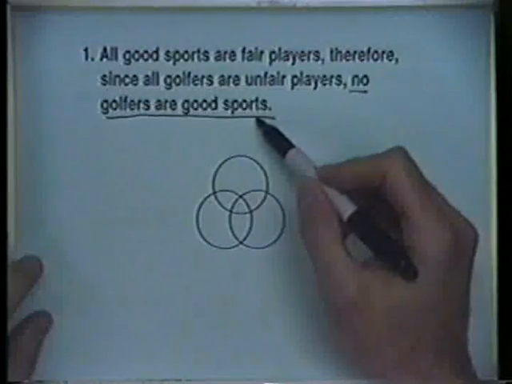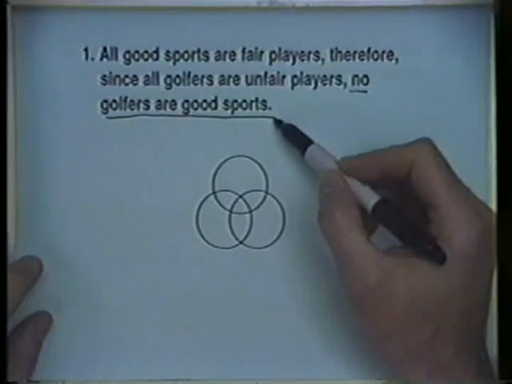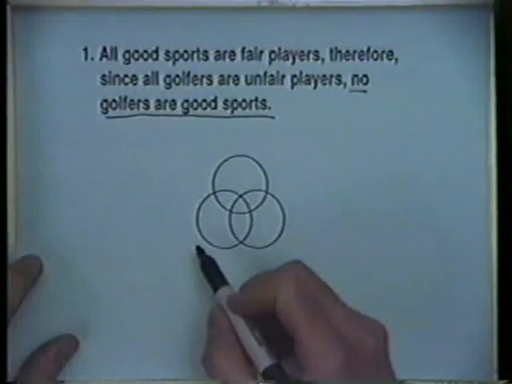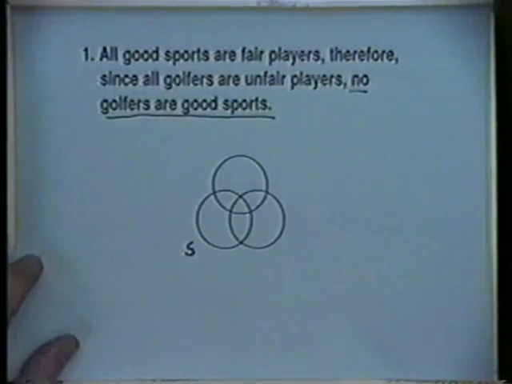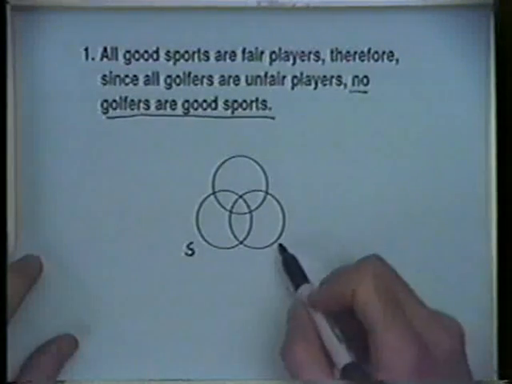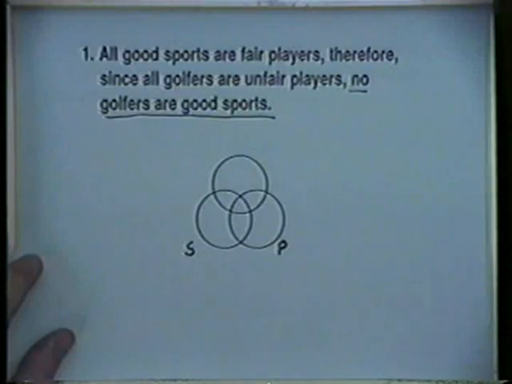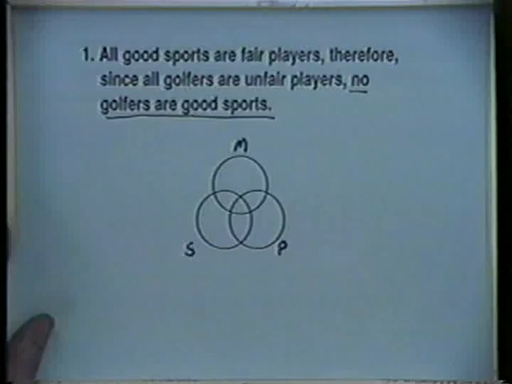So with the conclusion no golfers are good sports, we now know that good sports is the major term, golfers the minor term. Why that's important is that on Venn diagrams you want to put the subject term of the conclusion over on the left lower side. You want to put the major term, or the predicate term, on the right lower side, and you want the middle term of the syllogism on top. That just standardizes the graphs, makes it a lot easier to correct too.